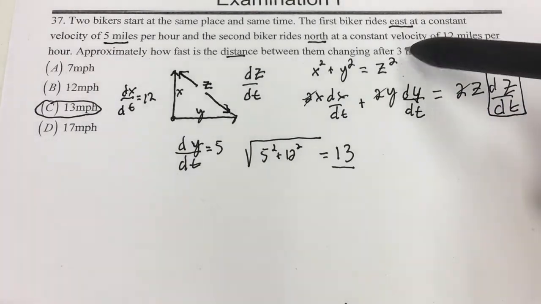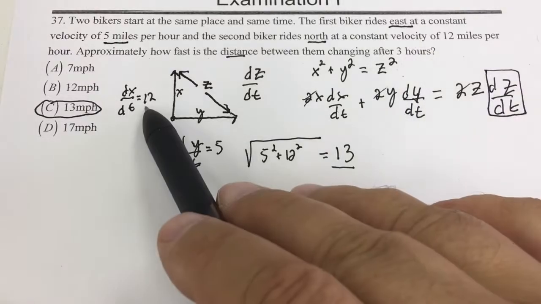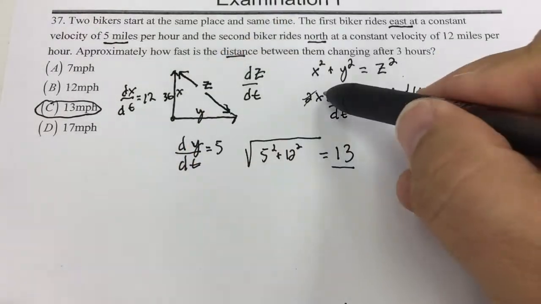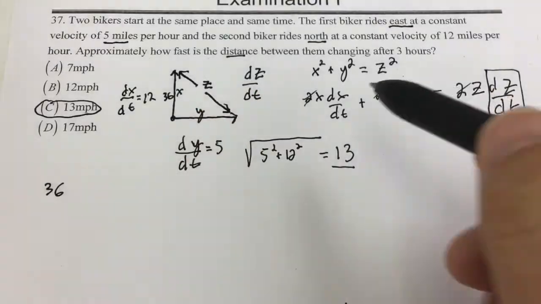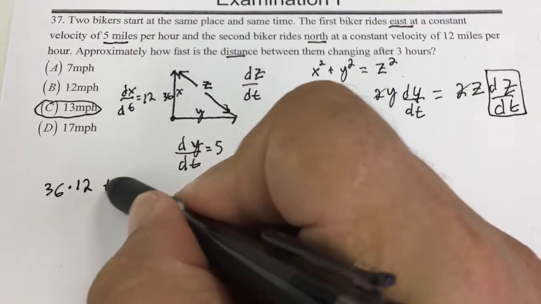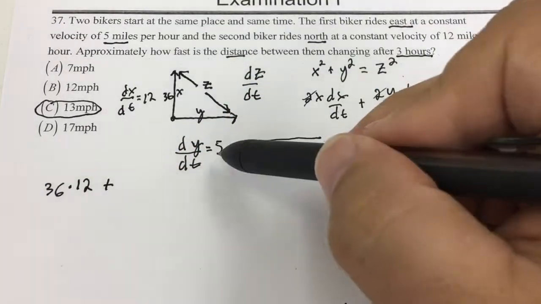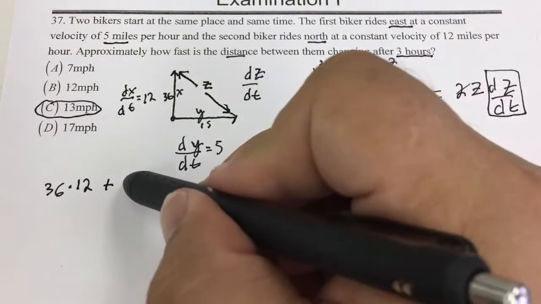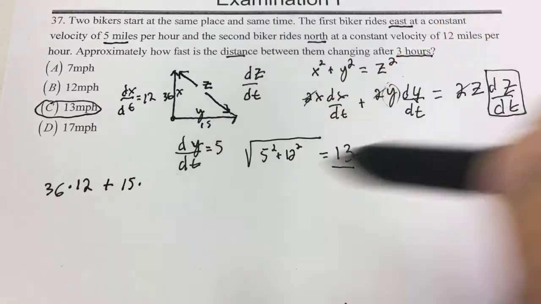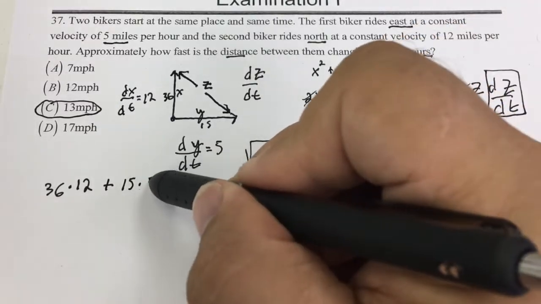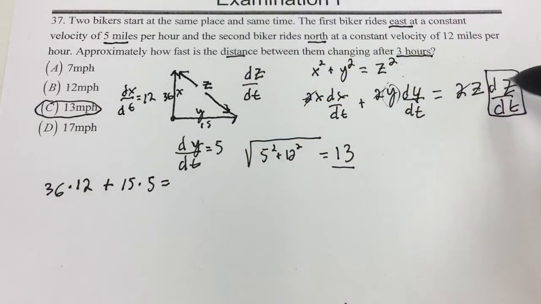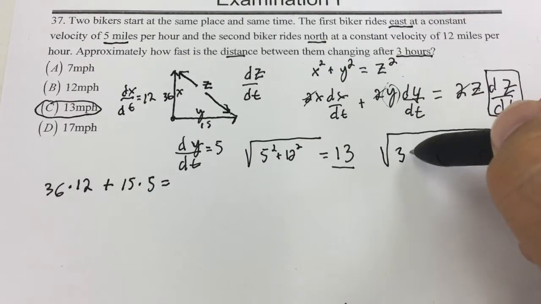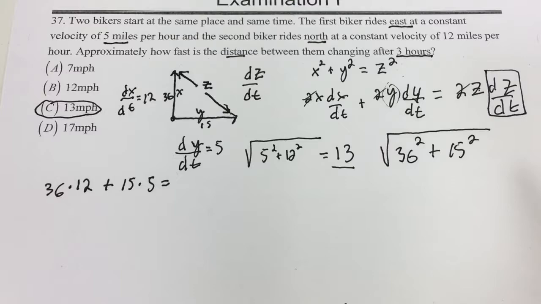Then after 3 hours, the x value, 3 times 12, he will have traveled 36 miles. So it's going to be 36 times dx/dt, which is 12, plus, after 3 hours at 5 miles per hour, this distance here will be 15. So the y value, 15, times the rate dy/dt, which is 5, is going to equal this value z times dz/dt.